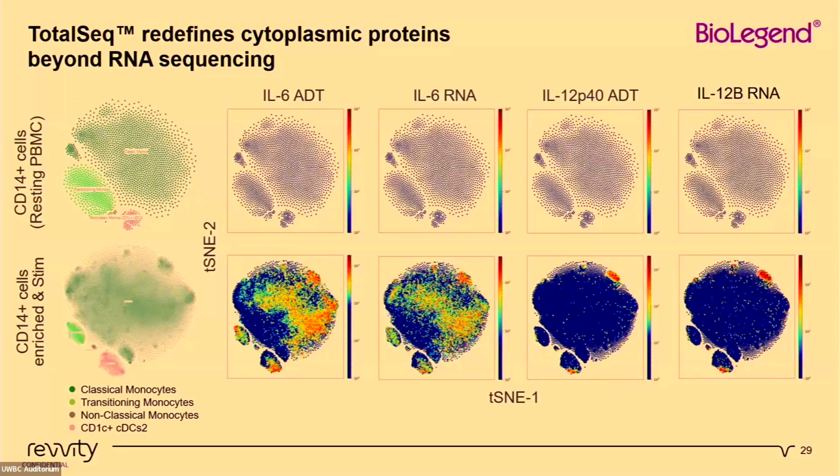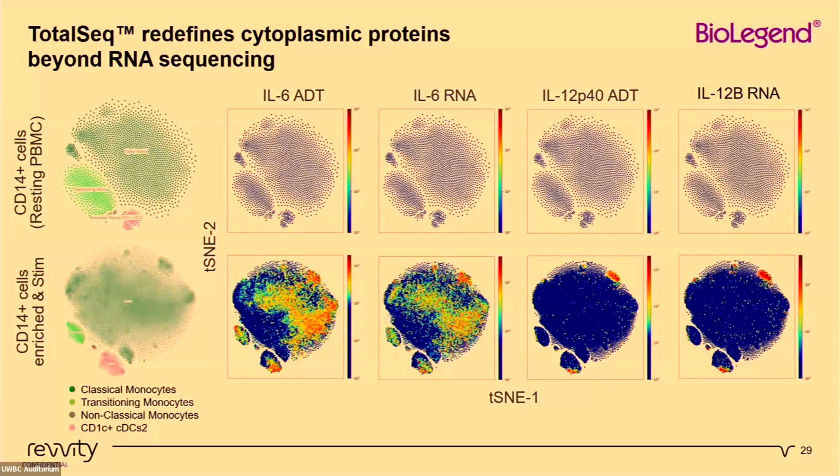And so here we can see, we can compare our IL-6 antibody-derived tag and IL-6 RNA. And so they're pretty concordant, showing where they would be in the different clusters of the cells. And then same thing here with our IL-12 p40 ADT and IL-12B RNA, and they're pretty concordant as well.